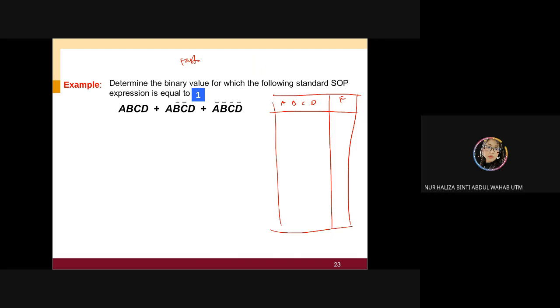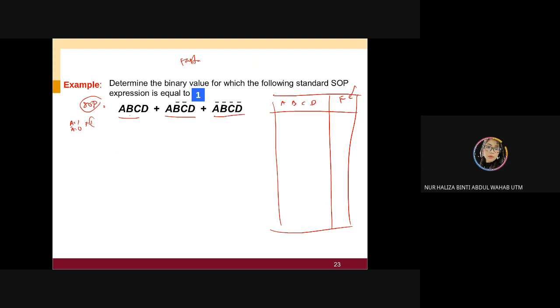So here is a faster way for you to get the truth table from this Boolean expression, SOP of course. You need to remember: in SOP, A equal to 1, A bar equal to 0, and F equal to 1. So your output will be considered to be 1 if you meet this condition, and this condition.